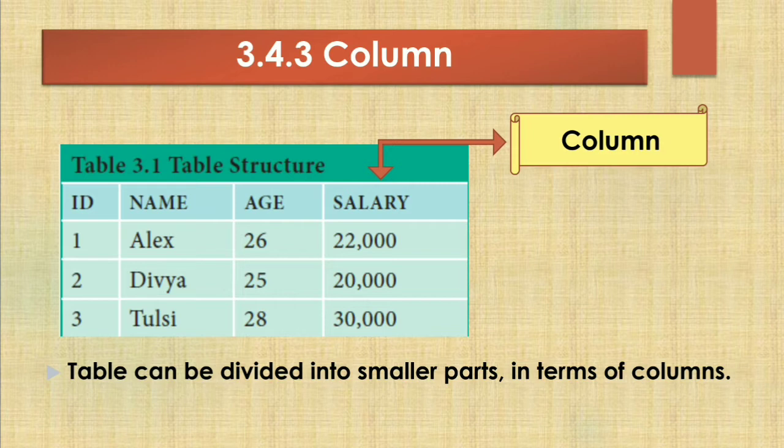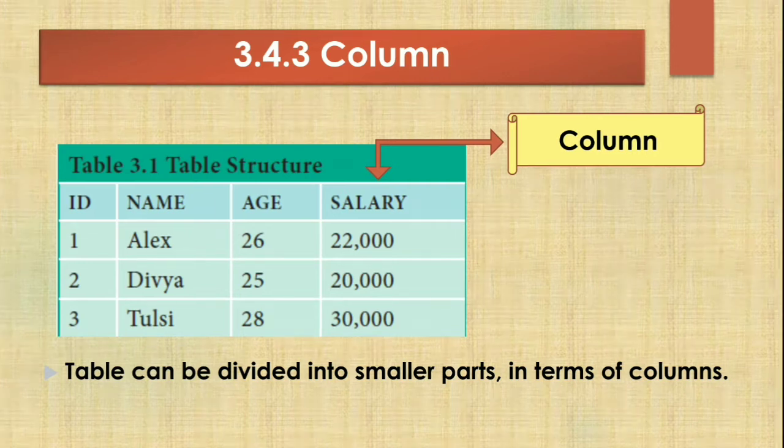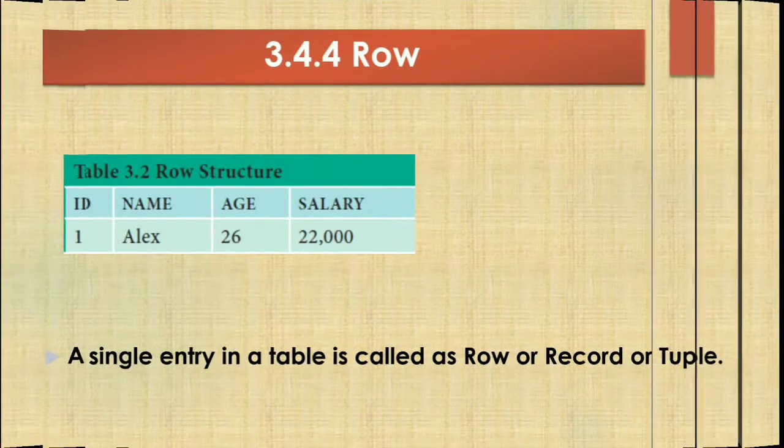Look at the column age. There we again have only numbers. Age we term as numbers. And look at the column name. We have alphabets. So every column will have a data type. If you specify the data type as number, you are supposed to enter only numbers. All the vertical lines are called columns, and the next one is row.